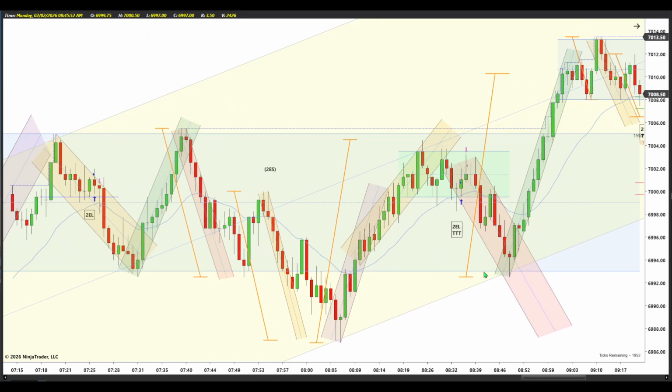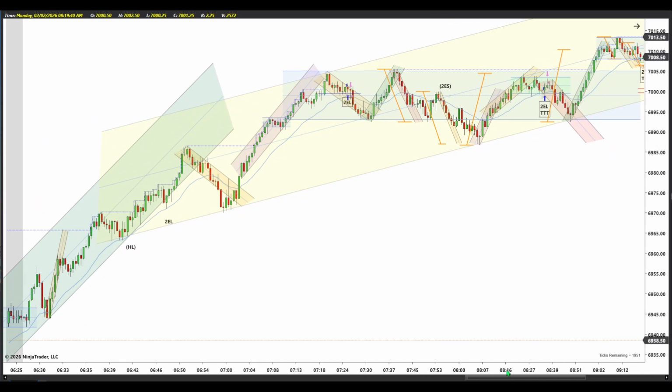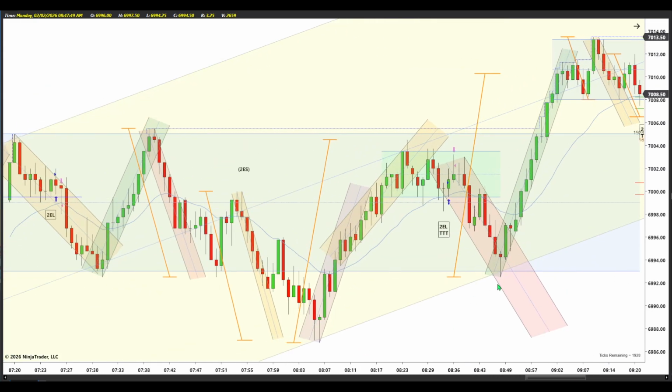So it pushes down, bounces off this range support, so I'm trusting it a lot. It also happens to bounce off this yellow up channel. 1 touch, 2 touch, 3 touch, 4 touch. Unfortunately, there's no clean setup here. Pushes up. I'm looking for a higher low. It never shows up.